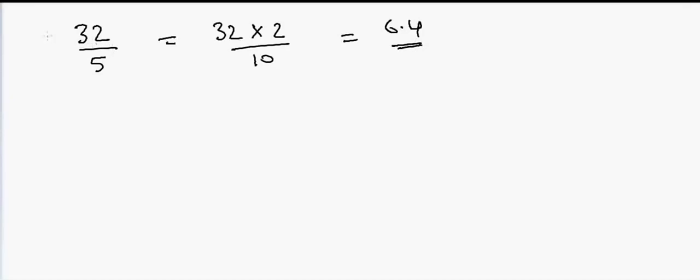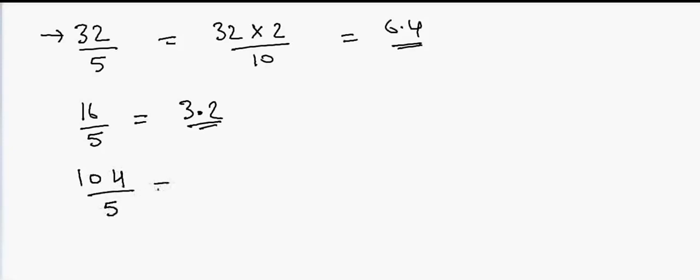So all you have to do is take a double of the numerator and then put a decimal there. So another example is suppose if I have 16, I want to divide by 5. So the answer is 2 times 16 is 32 and then put a decimal here. So that's your answer. Again, if I have 104 to divide by 5, so what would be the answer? 2 times 104 is 208, then a decimal here. That's your answer.